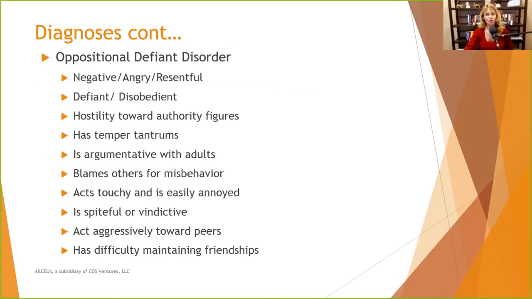Oppositional defiant disorder: you have somebody who's negative, angry, resentful, defiant, disobedient. Well, if you were in an invalidating environment and learned that you couldn't trust anybody, I can see where you might have a bad attitude. So looking again, how did that protect them back there? What didn't they learn, and what can we help them learn now?